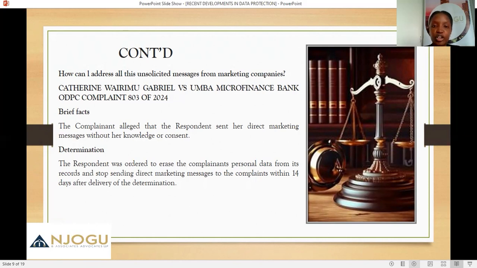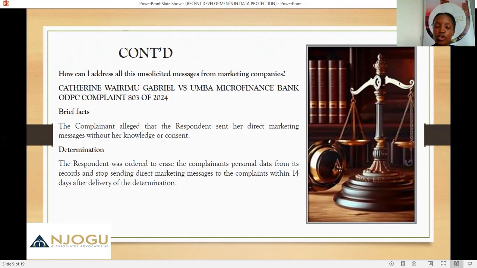Correct. The case of Catherine Wairimu Gabriel versus UMA Microfinance Bank ODPC complaint gives us how the ODPC ruled about this. Brief fact. The complainant alleged that the respondent sent her direct marketing messages without her knowledge or consent. First and foremost, if you read the facts of this case, the complainant was not a client to the respondent. And how were they able to access her data? To look at the facts, the respondent says that they were able to access her cell phone number through her Facebook page where she runs a car hiring service, and they were able to take her number and send her their services and market their services.